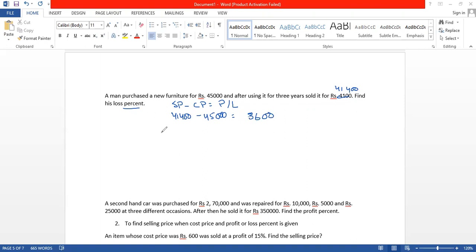So for this, again, the loss divided by the cost price multiplied by 100. You would always have the cost price in the denominator. So over here, the loss is 3,600. The cost price was 45,000 multiplied by 100. So 3,600 over 45,000 times 100 gives you 8%. Let's do one more question.